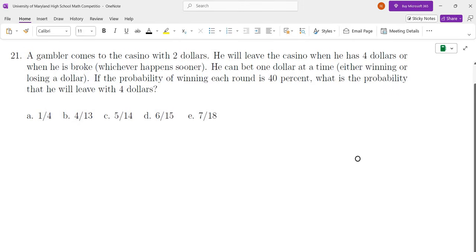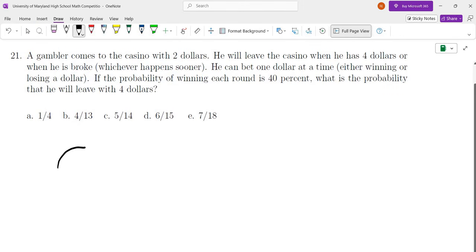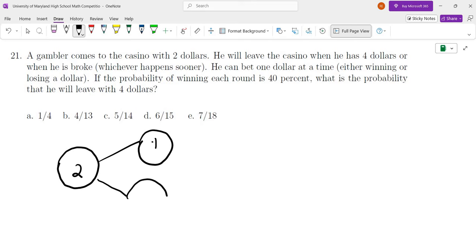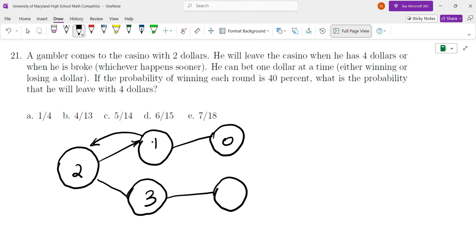So this is one of those instances of a state problem. He comes to the casino with $2. Then the next round he would end up with $1 or $3. The next round he would end up with either $0 or $2. So he would go back to this one, and then from 3 he would either end up with $4, which would mean he's done, or he ends up back at $2. So this is basically the state situation that we have for this gambler.